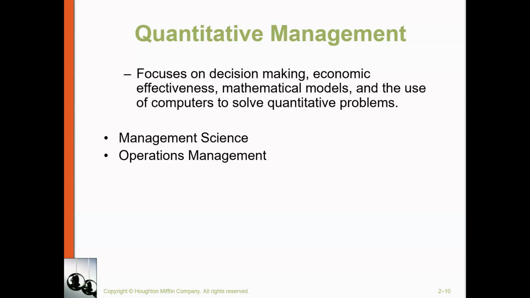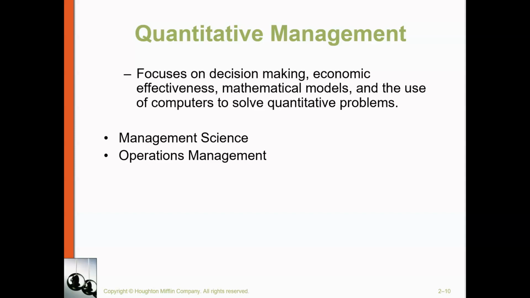Under this section, the book breaks it down to management science and operations management, but I will refer to this area just as the quantitative management approach. The focus here is on decision making, economic effectiveness, mathematical models are used here, and also computers to solve quantitative problems. This was developed or started to emerge during World War II as the people working through the war to efficiently and effectively move resources around and deploy them came out of the war and re-entered regular society. They brought with them the tools and techniques they were using during the war.